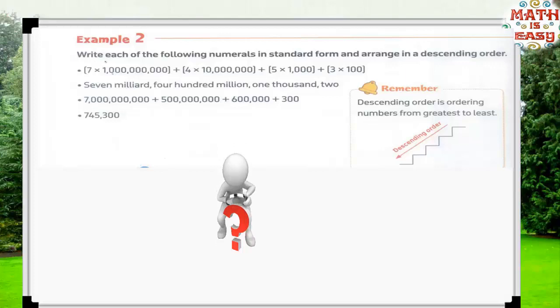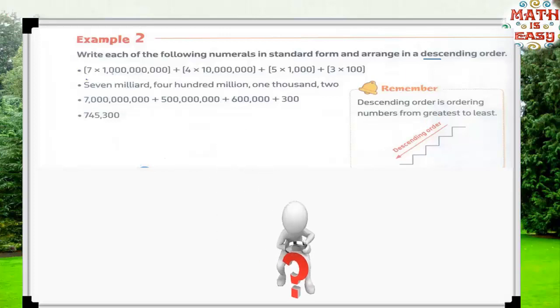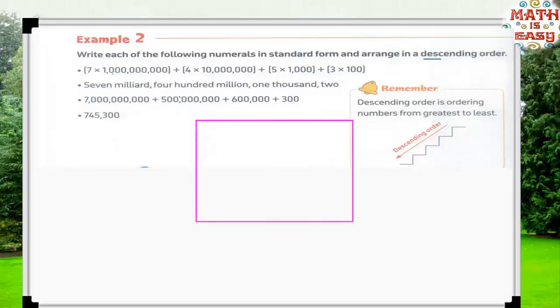Example 2 in your book. Write each of the following numbers or numerals in standard form and arrange them in descending order. What's the meaning of descending? We said you should remember all the time that descending order is ordering numbers from greatest to least. We have here 4 numbers, and we can't arrange or compare numbers without standard form. So you should write all numbers, or convert all numbers, into standard form first.